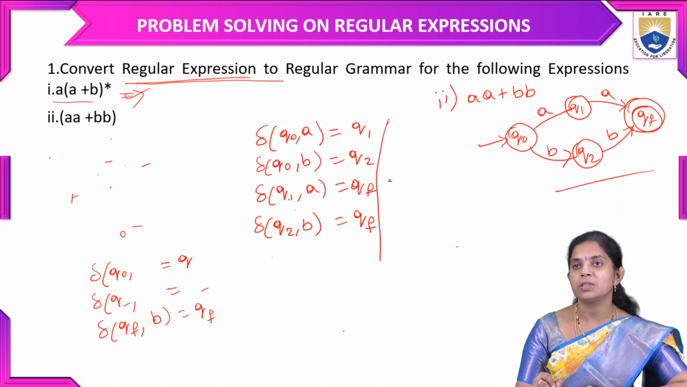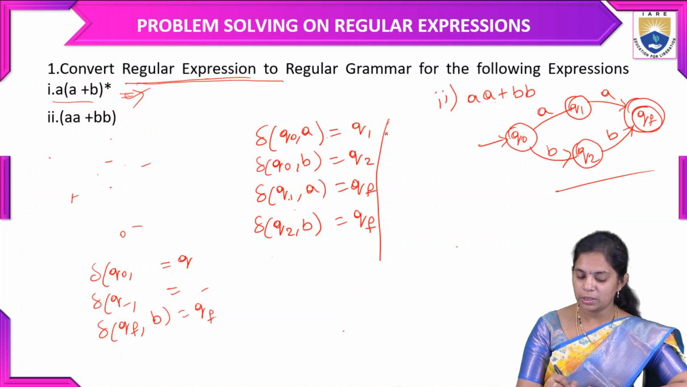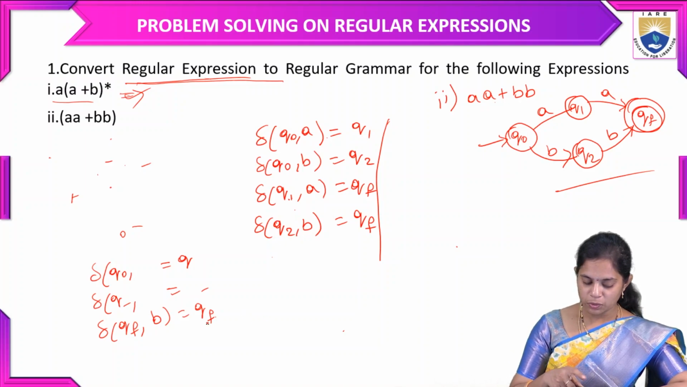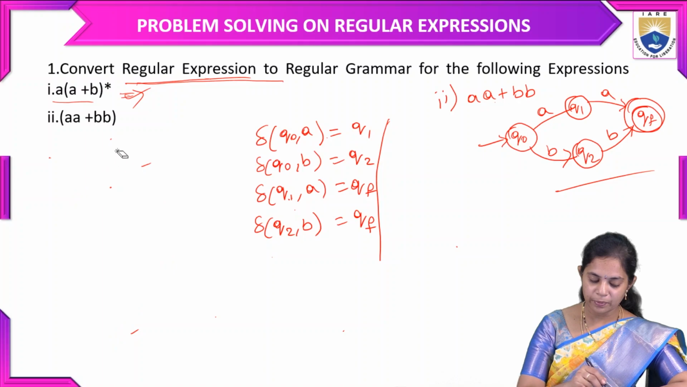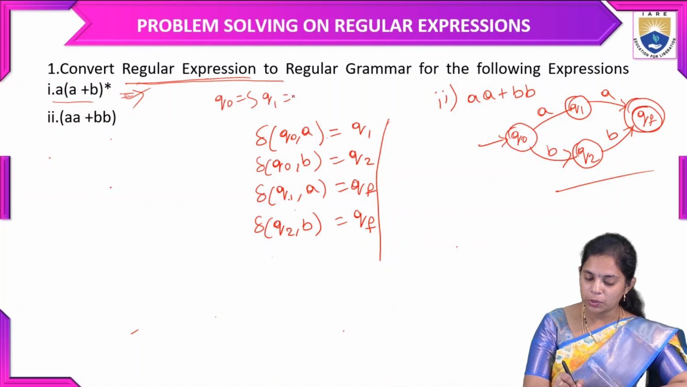into a regular grammar. So for these states, we have to name them with capital letters. We will name Q naught as S. So Q naught is equal to S, Q1 is equal to A, Q2 is equal to B, and QF is equal to F.